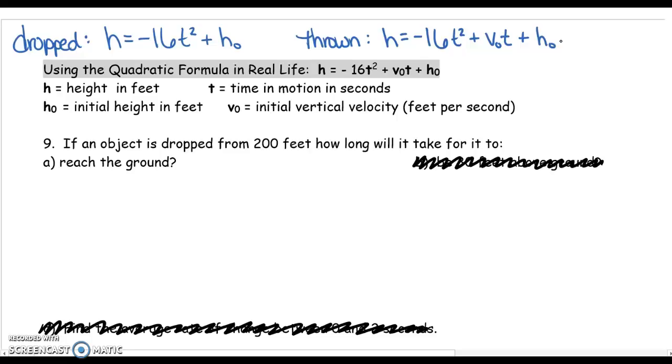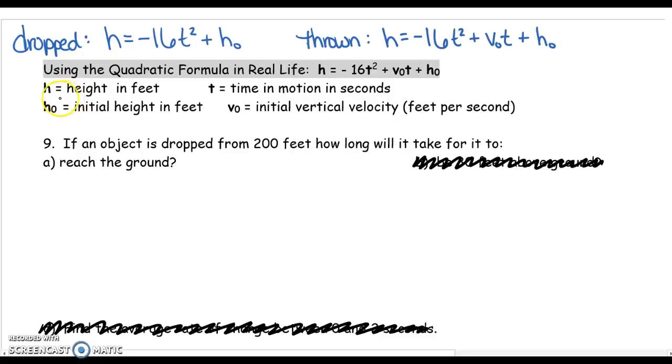What I want you to notice is the difference between the object dropped formula and the object thrown formula. They are identical except for the middle term. In the object dropped formula, there's no v sub 0. There's no v naught. V naught stands for initial velocity. If you drop a ball, you are not imposing a velocity upon the ball. You're not throwing the ball downward. You are just letting go of it. So its initial velocity is 0. What is 0 times anything? 0. So in the object dropped formula, there is no middle term. There is no v naught times time.